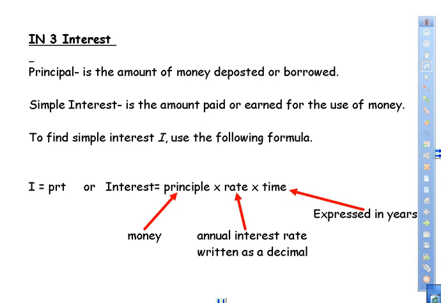Alright, what I want you to do is, first of all, go ahead and copy down this information. So go ahead and do that.